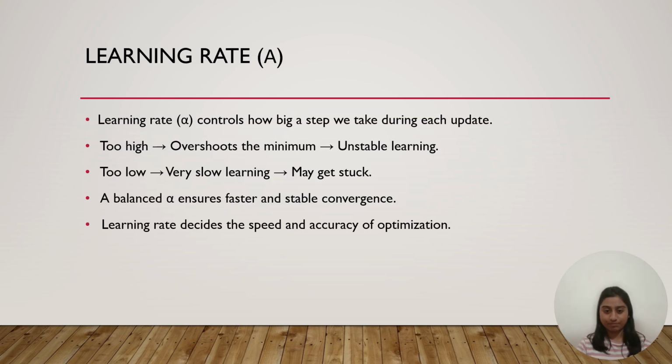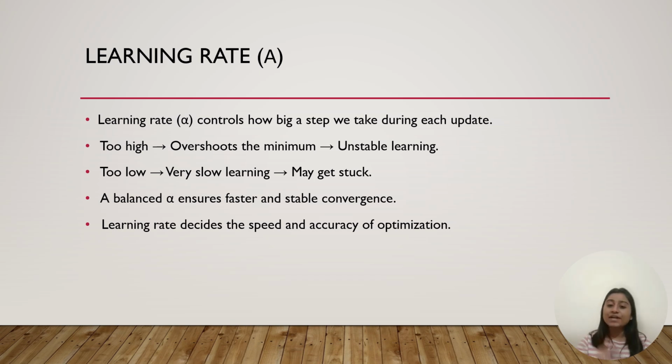Learning rate. The learning rate, represented by alpha, is a small number that decides how big a step we take in each update. If alpha is too large, we might overshoot the lowest point and never settle. If it's too small, the process will take too long to converge.